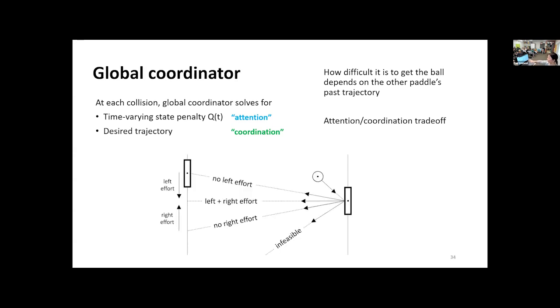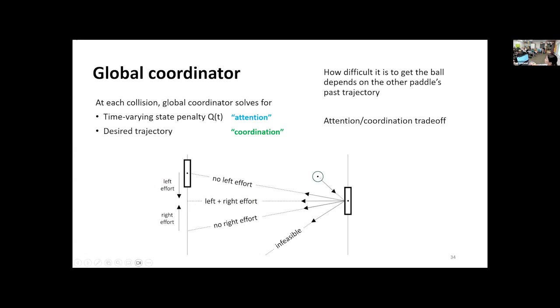I have an image for this. To make this a little more concrete, let's say your ball is over here and you're about to hit it. This is the right and this is the left. If you say I'm lazy and I'm not going to coordinate at all, I'm just going to hit the ball and then move on with my life, then you get this no right effort case. You didn't make an effort, so you just hit it and it bounced off wherever.